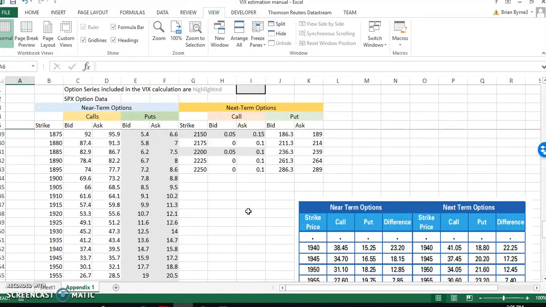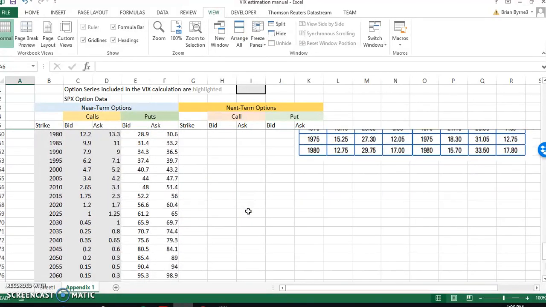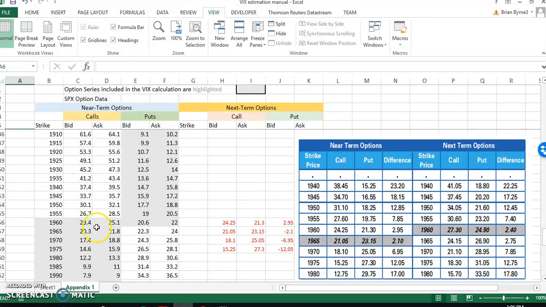Okay, so in the data that's provided in terms of the option chain data, we have bid and ask for the call, bid and ask for the put. Now if we take the midpoint of the bid and the ask, we get 24.25. So that's for the call, right? This is true for the call.